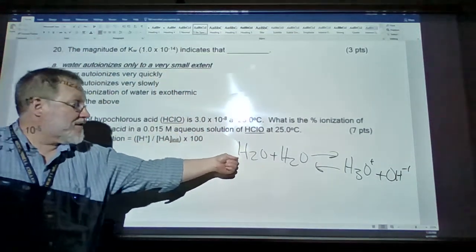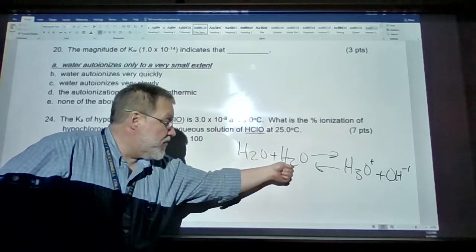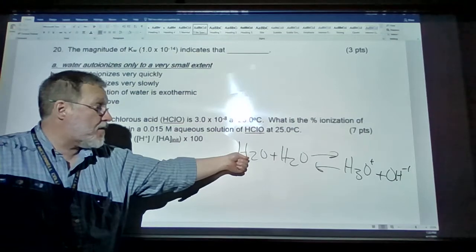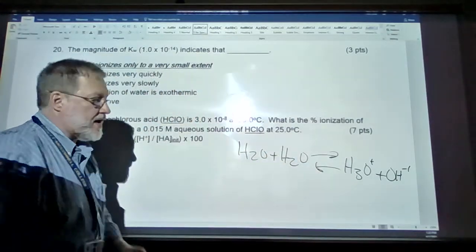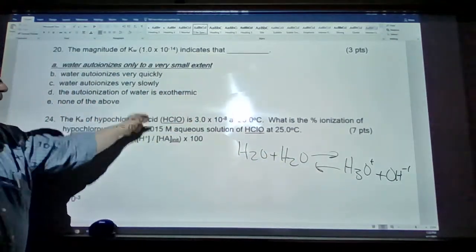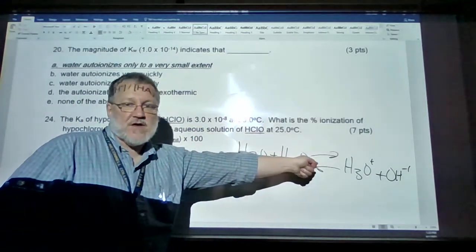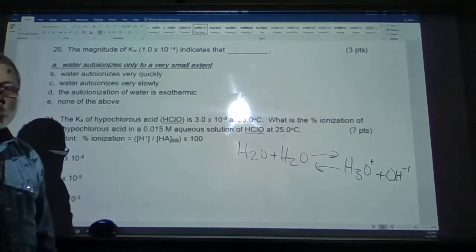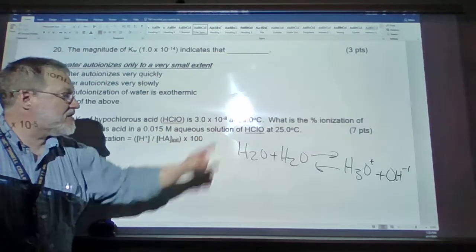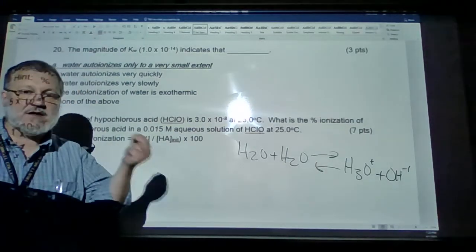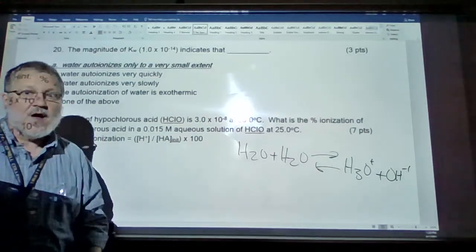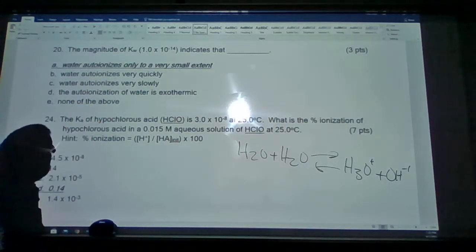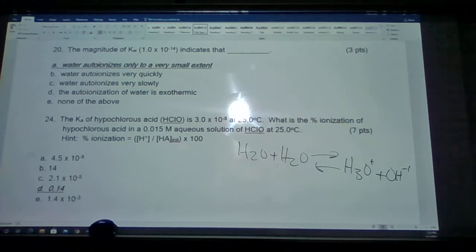Here, this water is acting as a base. This water molecule is acting as an acid. This donates an H plus. The H2O picks it up, giving us H3O plus and OH minus. The Kw says, how far to the right does this go? It only goes to 1.0 times 10 to the minus 14th. That's incredibly small. This ionization does not go very far to the right. Yes, it does occur to some very small extent, but again, it's a very small extent. Therefore, we say water autoionizes to only a very small extent.